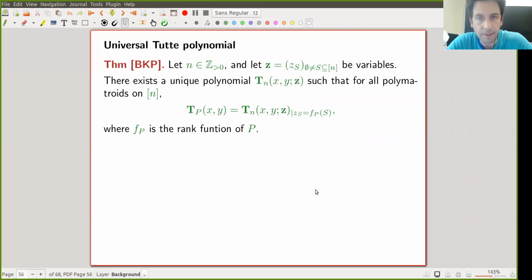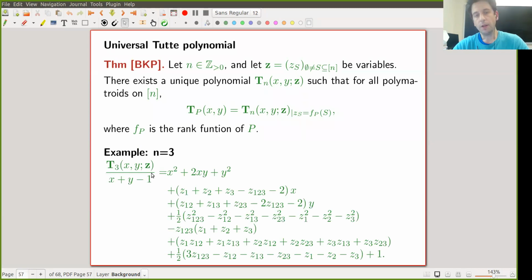A precise way to say that is that for an integer n, you look at the polymatroids on 1 to n, and the Tutte polynomial of these polymatroids can be obtained from a single universal polynomial Tn by plugging in the values of the rank function. This universal Tutte polynomial has the two normal variables x and y, and then a bunch of variables that are going to be set to the value of the rank function to give the Tutte polynomial of your particular polymatroid.